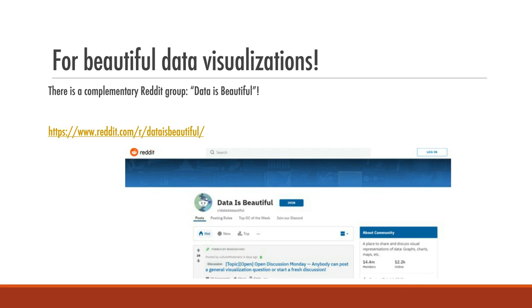I'll also point out that there's a complementary Reddit group called Data is Beautiful, where you can go if you would like to see examples of excellent data visualizations.